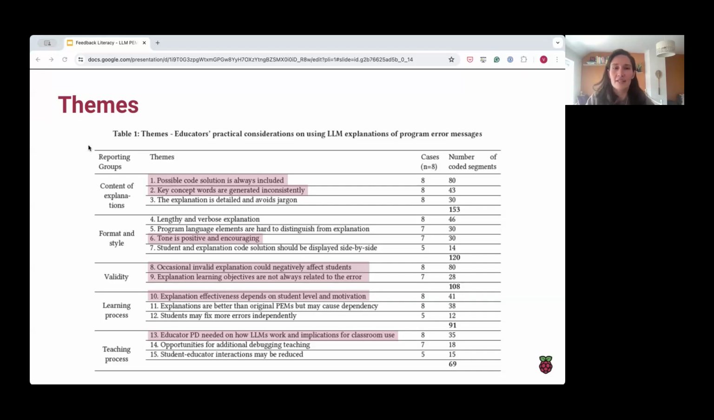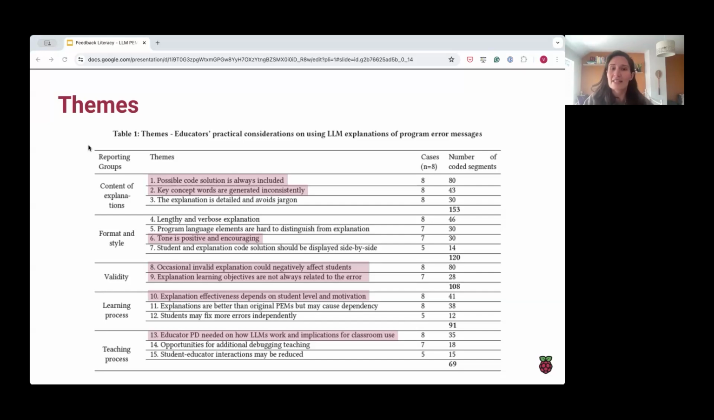Also related to the content of the explanations, the educators discussed the use of key concept words. The educators wanted the explanation to build on the key concepts they try and teach in their classroom or are required by exam specifications. So they wanted the explanations to contain those key words and vocabulary they try and get students to use and understand and get used to, that discipline-related language. But this was inconsistent in the large language model generated output. Sometimes the language was too simplistic, missing out on those keywords. Other times it used language that students wouldn't have understood at Key Stage 3 level. And other times the educators felt it was appropriate.